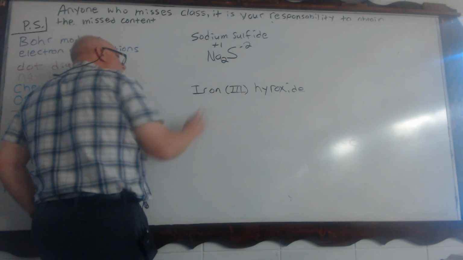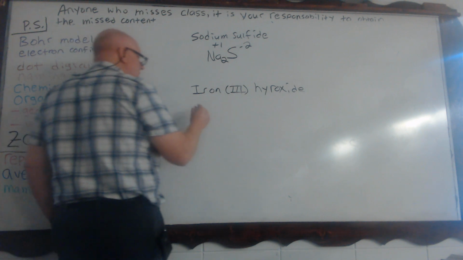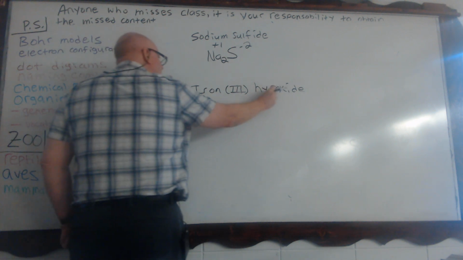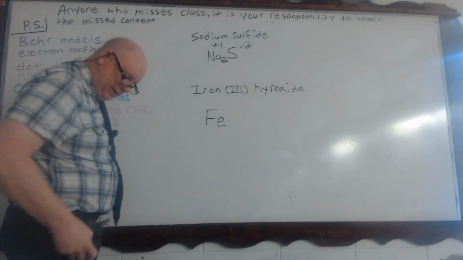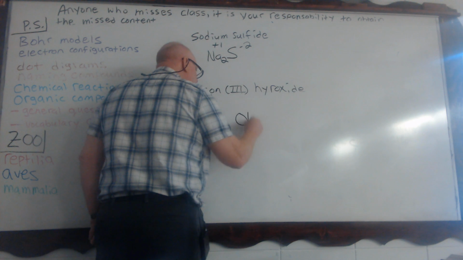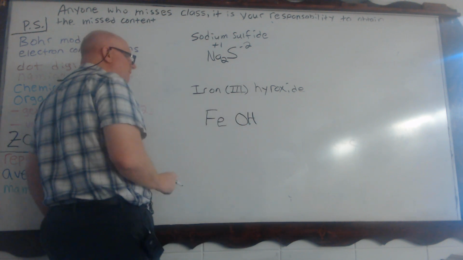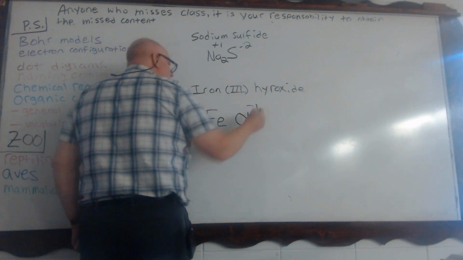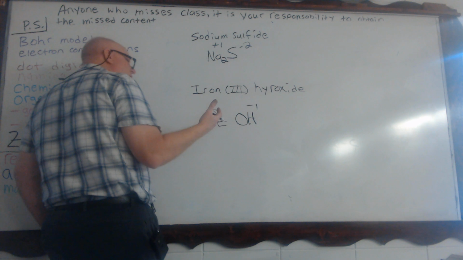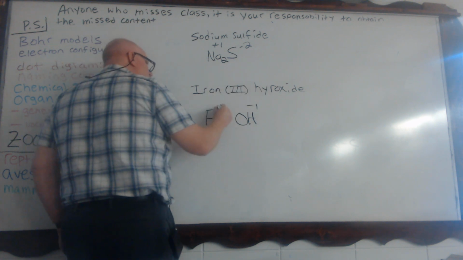So this one's maybe a little more difficult. What is the symbol for iron? Okay, now this is a polyatomic ion. What is the symbol for hydroxide? OH. Okay. What is the charge of our hydroxide? -1. Okay. And what is the charge of our iron? Okay, and it can have multiple charges, but we don't have to guess because it's written here. So this is plus 3.